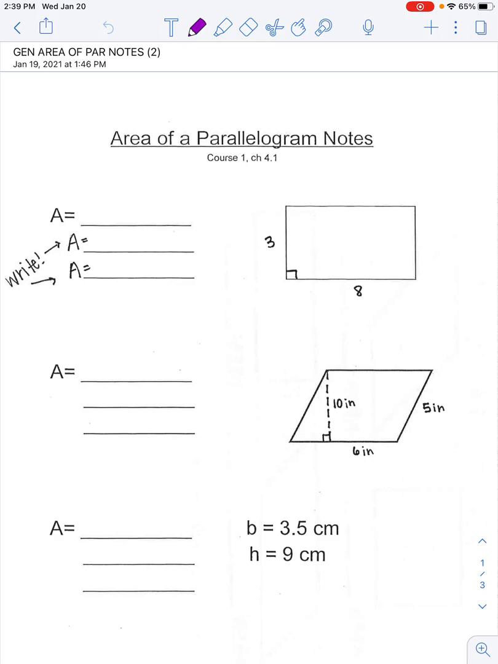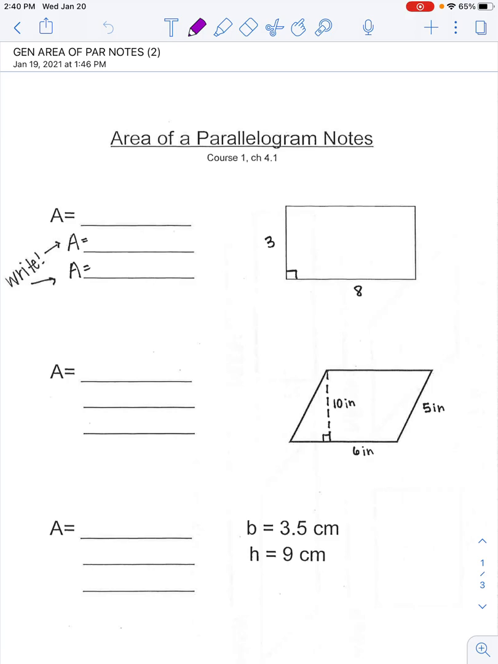Okay, so finding the area of a parallelogram, opposite sides are parallel. We can talk about parallelograms as being rectangles. It could be a square, obviously a parallelogram, or rectangle, square, parallelogram. Pretty much those are it. Okay, here's what we're going to do.